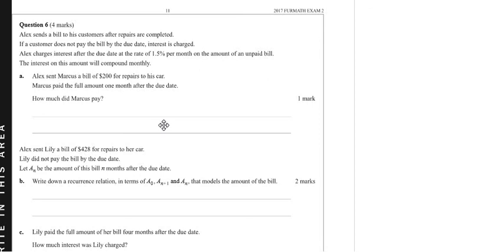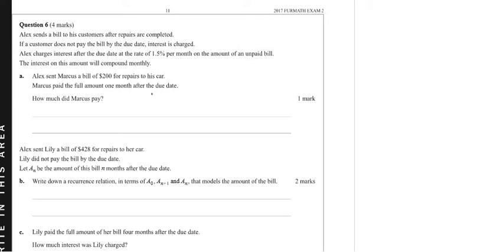Okay, so question 6. Question 6 says that Alex sends a bill to his customer, and if you don't pay the bill by the due date, you will be charged interest. Alex charges interest after the due date at the rate of 1.5% per month on the amount of the unpaid bill, and the interest will compound monthly. So part A: Alex sent Marcus a bill of $200 for repairs to his car. Marcus paid the full amount 1 month after the due date. How much did Marcus pay?